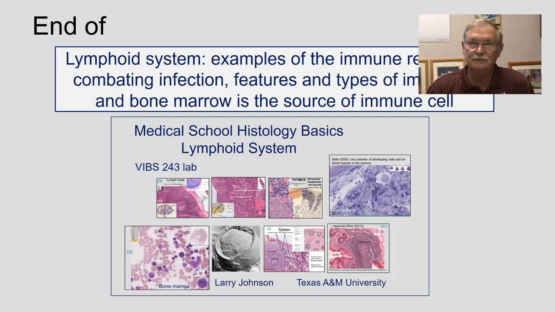That's the end of the lymphoid tissue: examples of the immune response, combating infection, features and types of immunity, and the bone marrow being the source of the immune cells.